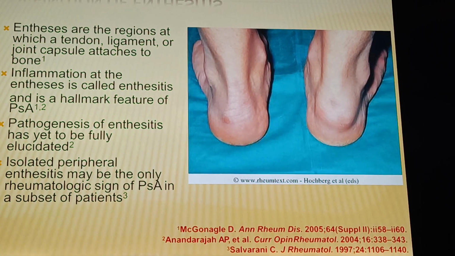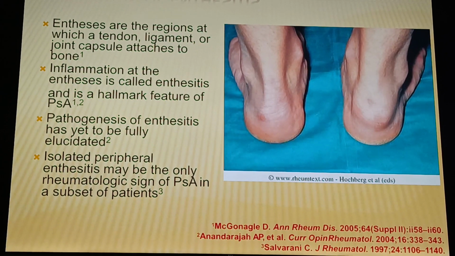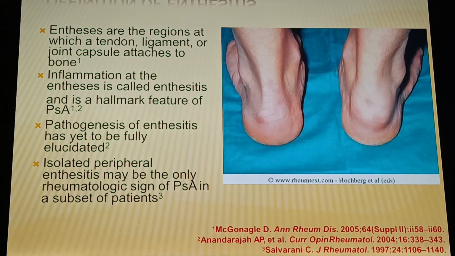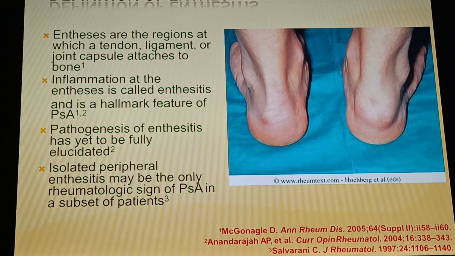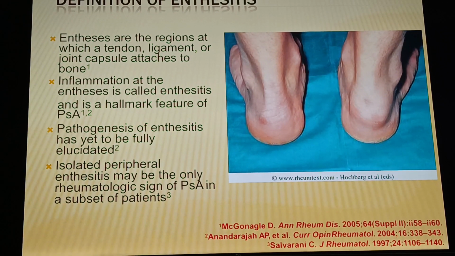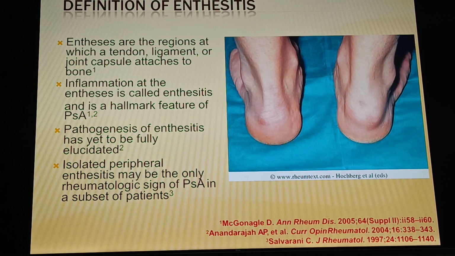So the pathogenesis is not fully known. Isolated peripheral enthesitis may be the only rheumatological sign of psoriatic arthritis in a subset of patients. So sometimes when the patient presents with this only, you can examine thoroughly and find some psoriatic patches somewhere in the body. Then what is your diagnosis here? It is psoriatic enthesitis, psoriatic arthritis. Unless you examine the skin thoroughly in search of psoriatic patches, you are going to miss the diagnosis. Your diagnosis may be tendinitis.